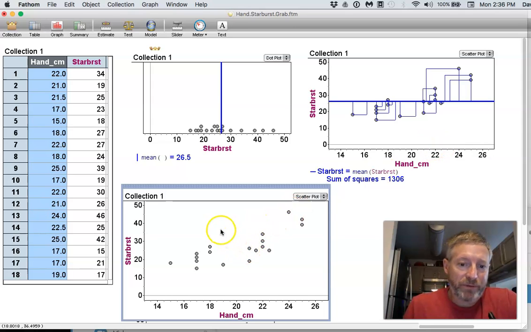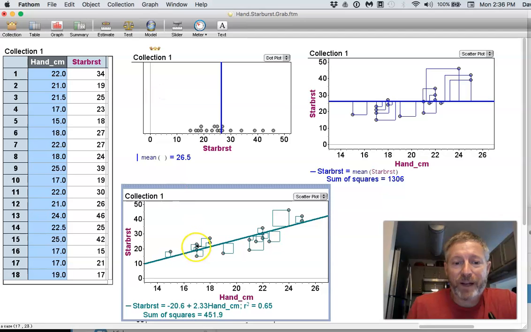If I do the same sort of thing with a scatter plot using hand span as the explanatory variable and Starburst as the response variable, I can calculate the squares of the residuals and add them all up. In other words, how far away we are from this line instead of the horizontal mean line. I find out that the sum of squares in this scenario is way less. I started out with 1,306 doing the sum of squares from the mean of Starbursts, but if I add an explanatory variable and use a linear model and do the same calculation, I have eliminated quite a bit of that variation, more than half.